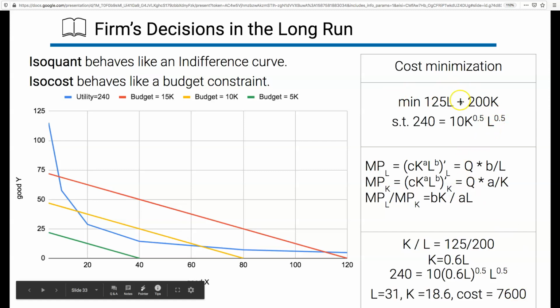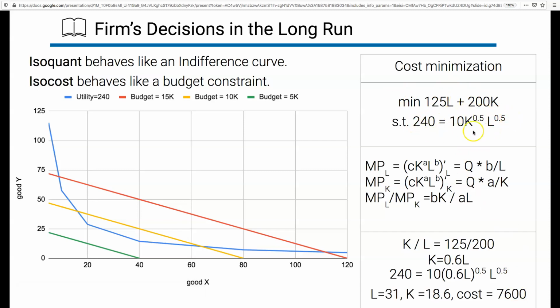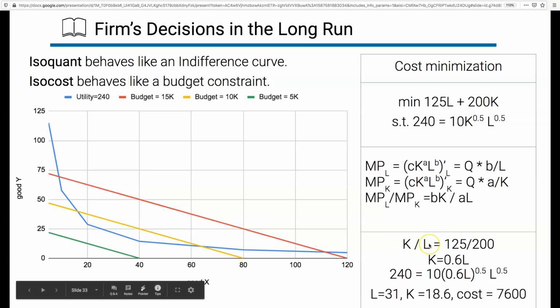So that's the idea. You're minimizing the function with respect to a constraint. Using the optimal condition, you find the optimal proportion of capital to labor, and then knowing that optimal proportion, you can actually figure out how much labor and how much capital you actually need to employ, and that's what the cost is going to be. And this is the kind of problem that the firm is solving in the long run.